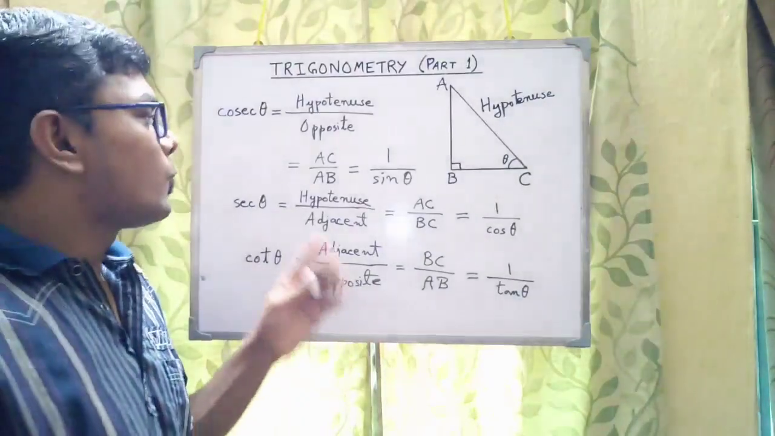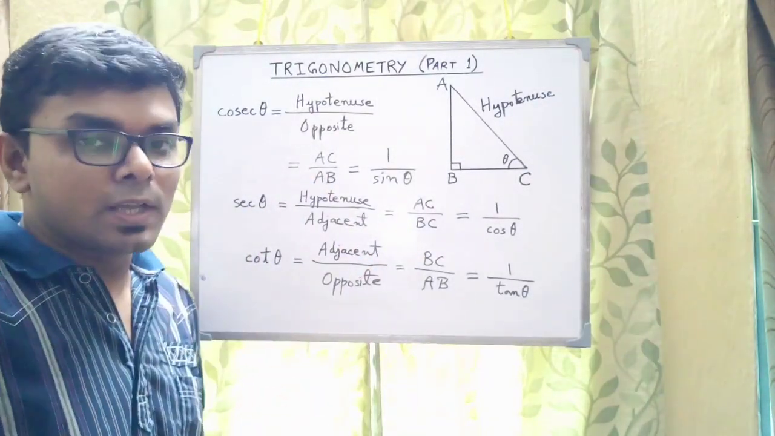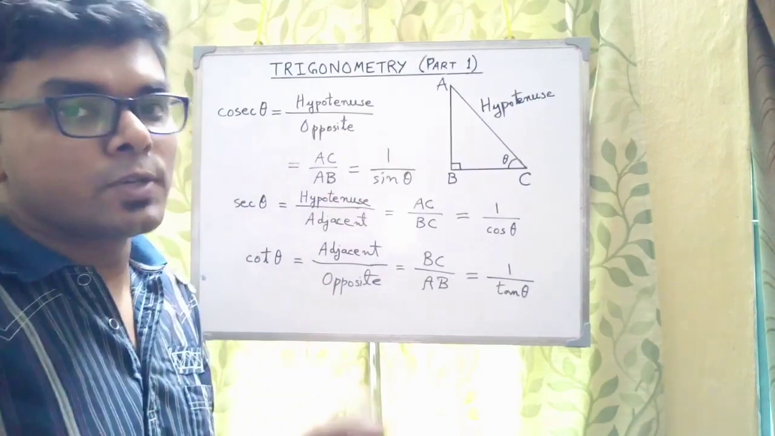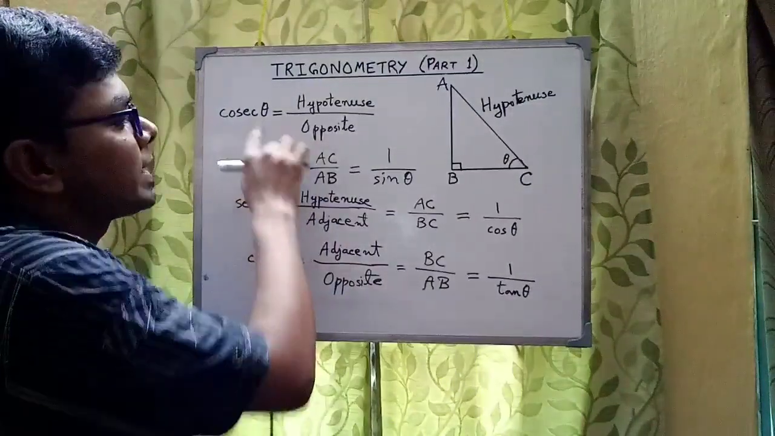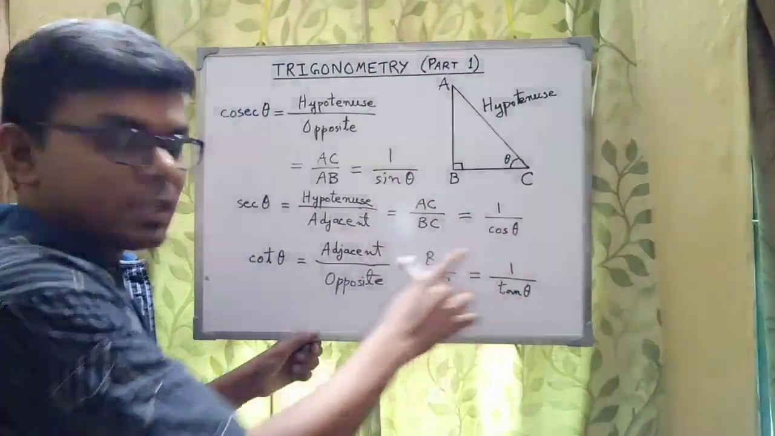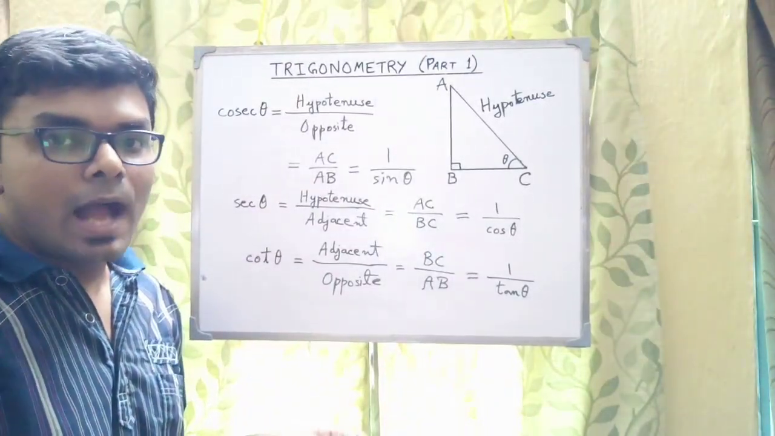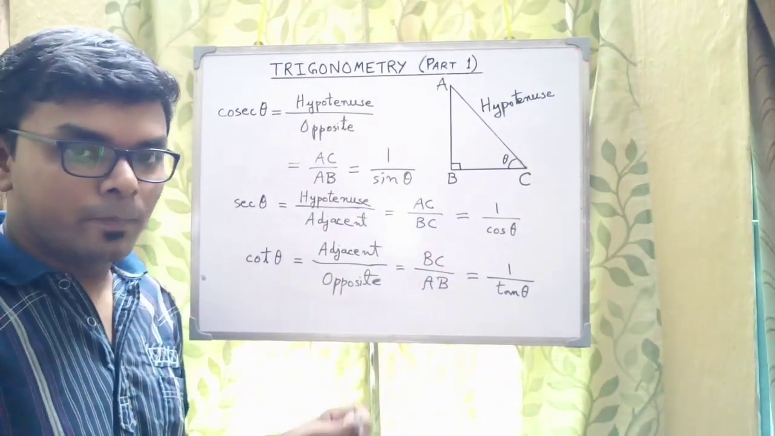So you see, while we learned the definitions, there only we learned 3 formulas. These are the first formulas of trigonometry. That is, cosec theta equals 1 by sine theta, sec theta equals 1 by cos theta, and cot theta equals 1 by tan theta. I hope it's clear up to here, all of you.